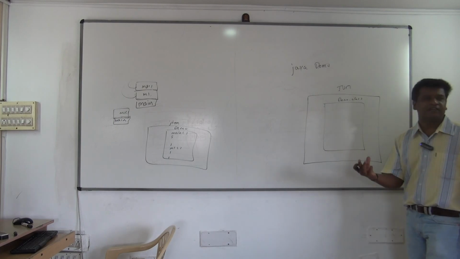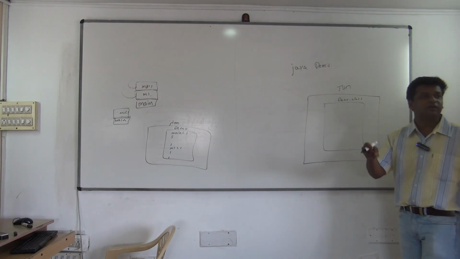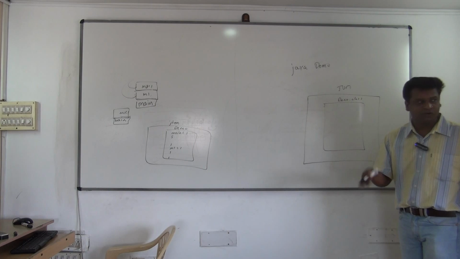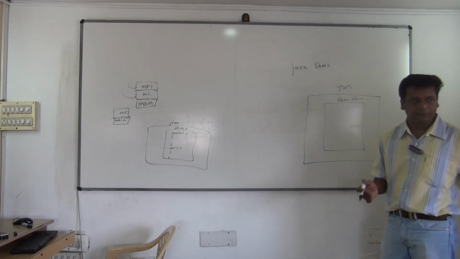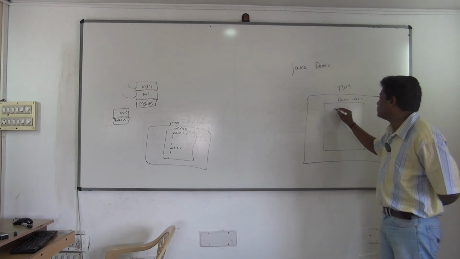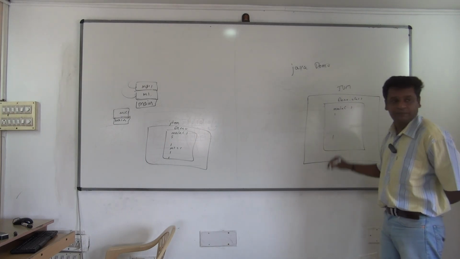How will it load? It will use the class path as a reference. Dot will tell it to look for your class in the current folder. I'll be telling you a very clear flow of that later. So once your class is loaded, then it will look for the main method.